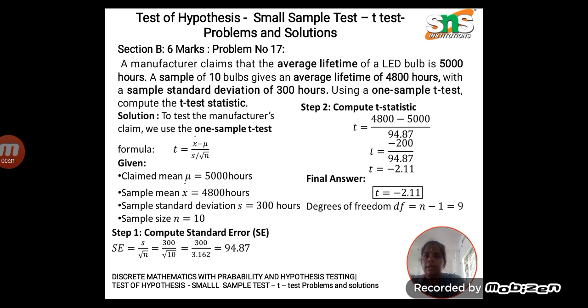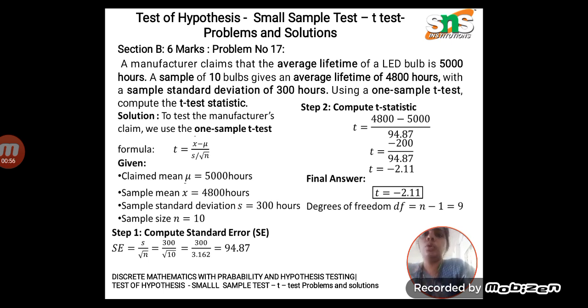A manufacturer claims that an average lifetime of LED bulb is 5000 hours. A sample of 10 bulbs gives an average lifetime of 4800. So here we can claim our population mean is 5000, that is denoted as mu is equal to 5000, and average lifetime is denoted as x bar. So x bar is equal to 4800 with the standard deviation 300.